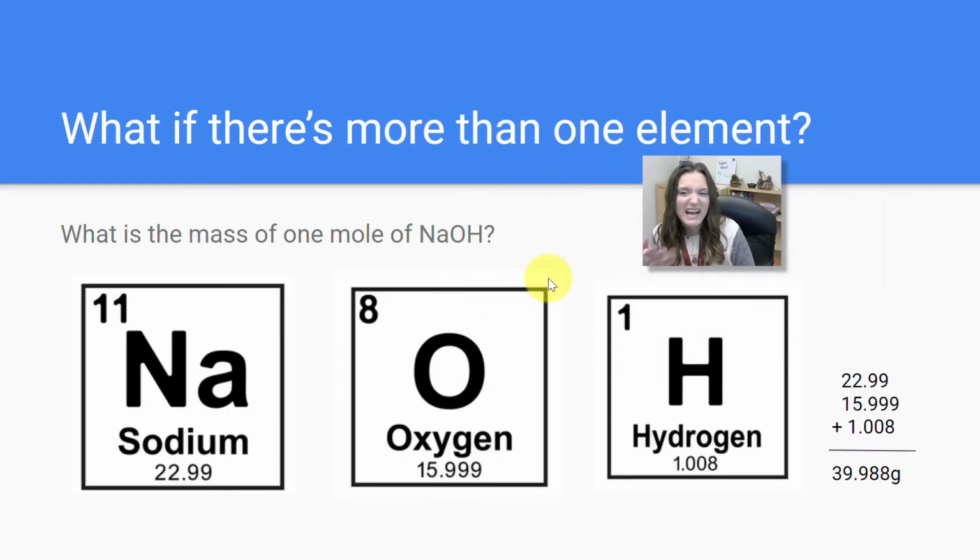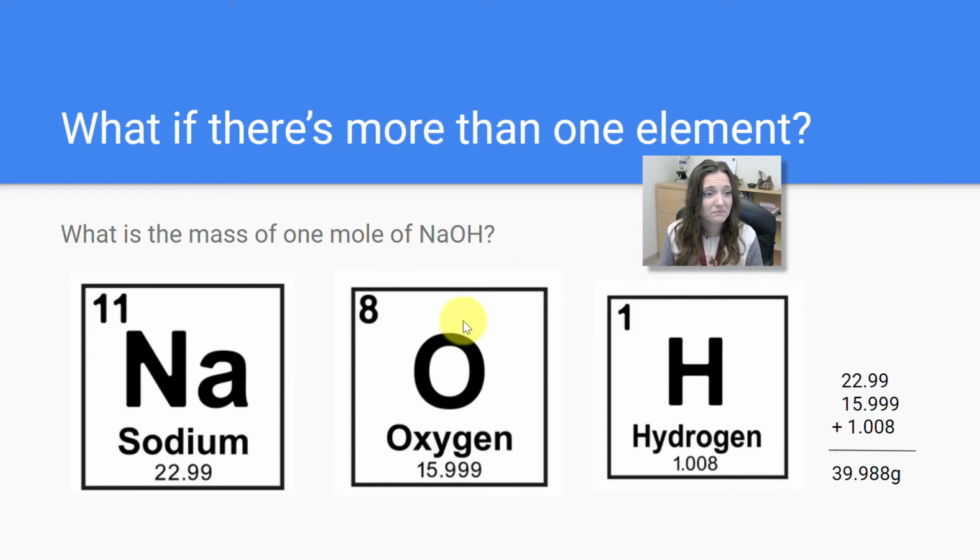But what if we have something that has multiple elements in it? Let's say we're working with this week's sodium hydroxide. Sodium hydroxide is a really strong base. We'll talk about what it means to be a base in just a minute. But if we have a mole of sodium hydroxide, we want 6.022 times 10 to the 23rd molecules of sodium hydroxide. How much mass would that be?